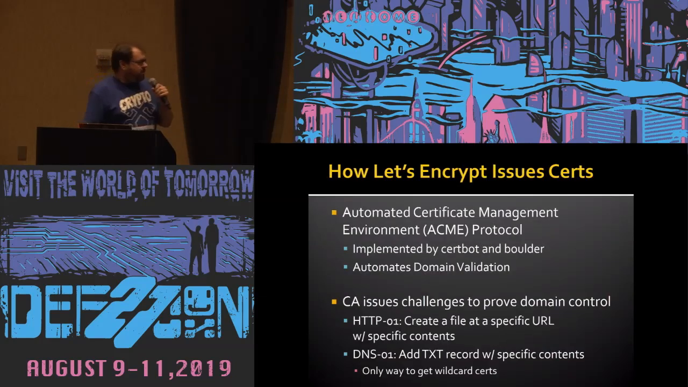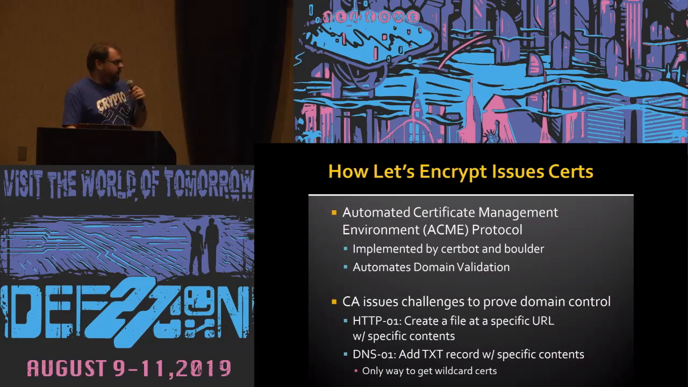So let's talk a little bit about how Let's Encrypt automatically issues certificates. They use what's known as the ACME protocol, the Automated Certificate Management Environment protocol. This is implemented by a client called Certbot and by CA software called Boulder. And this is a way to basically automate domain validation, to prove that you have control over a domain that you want a certificate for.